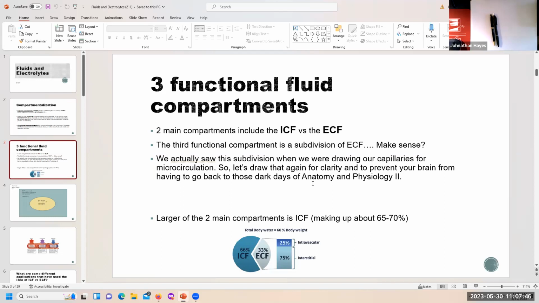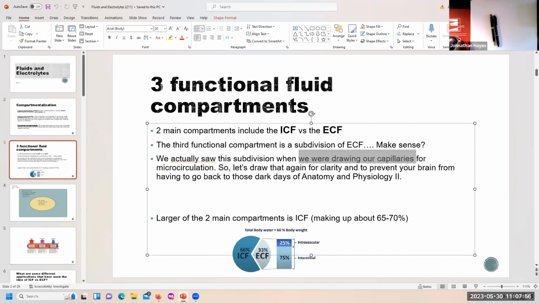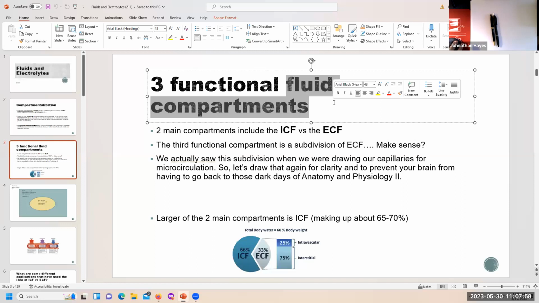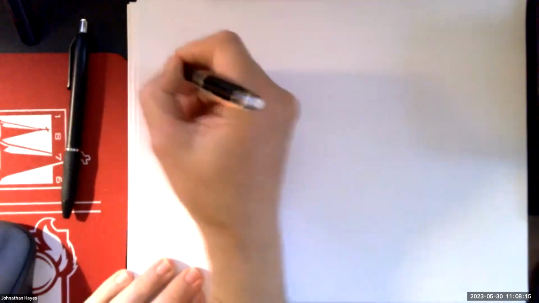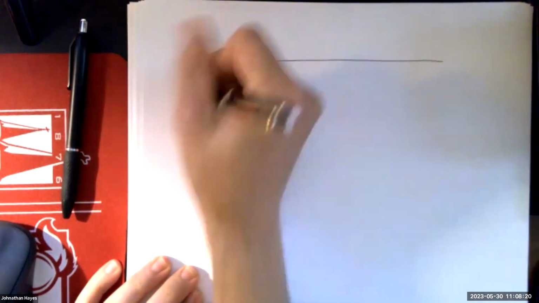But again, we're going to describe ours a little bit differently. So just kind of follow me as I end up drawing this stuff out, because in a second we're going to draw our capillaries, and we're going to talk about these 3 fluid compartments that are mentioned here. And one of them happens to be a subdivision of the ECF. Okay. So again, just follow along with me and we'll be just fine. So on my page here, I am just going to subdivide it. I'm trying to make sure I got as much space as possible in here.